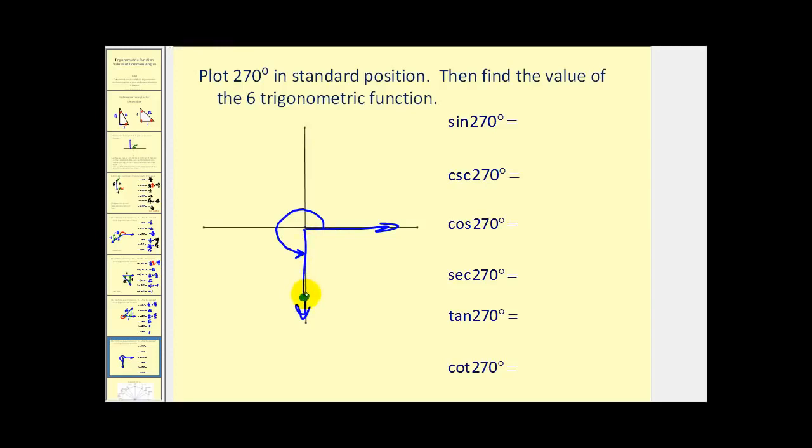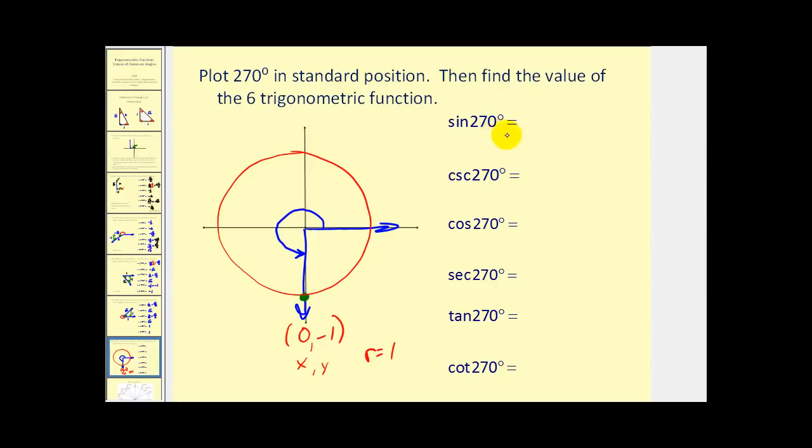Remember that the unit circle would be if we had a circle on here where the terminal side intersected it with radius 1. So if we could determine the coordinates of this point, we could use this to find the values of these functions. And this would have the coordinates 0, -1. So in this case we would think of this as x, this is y. Remember it's a unit circle, so r is equal to 1.